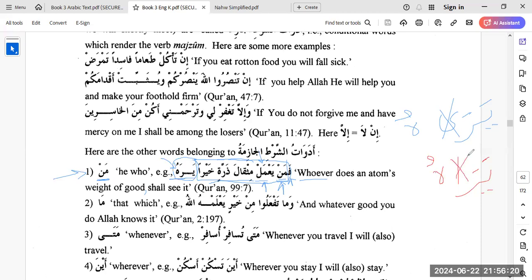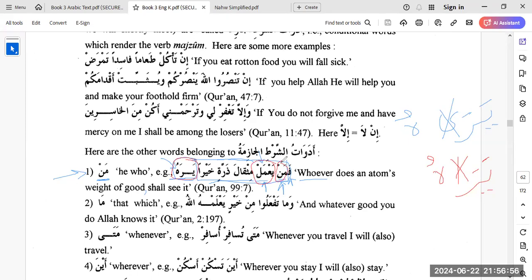And majzoom, you say fi'lun mudari'un majzoomun bihasfi harfi illah. You removed its weak one there, right? Because when you make a weak verb majzoom, its weak letter drops. All right. So it is yarahu. What's yarahu? Jawab shart. Again, jawab shart here is majzoom. All right. It is majzoom. And fi'l shart here is again majzoom. So this man is what? It is an adat shart. Whoever does an atom's weight of good shall see it.